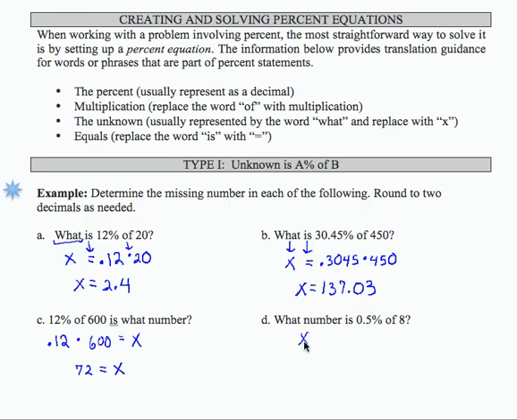So what number, x, is equals 0.5%, I need to divide that by 100, so that's 0.005 times, that's my of, and then 8. So if I multiply, I get 0.04 as a result, and again, that number makes sense.